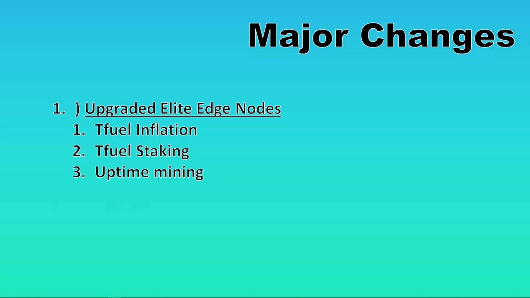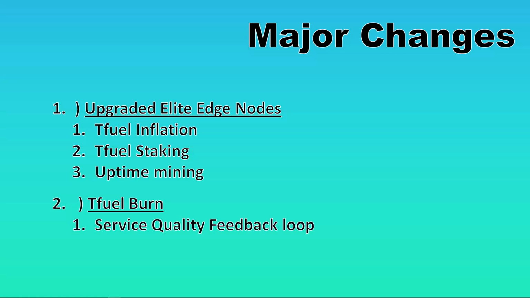The second major change to the system is through the T-fuel burn. So while there's going to be an inflation aspect to it, there's also going to be a deflationary aspect to it in the fact that some of the T-fuel is going to get burned off. This creates a service quality feedback loop, and this is the terminology that's used a lot in the white paper, as they describe why they're doing this sort of activity. It also has to do with that smart contract locking.